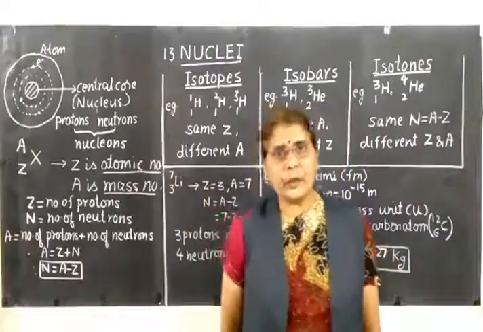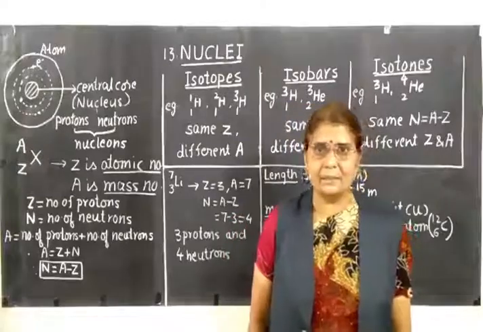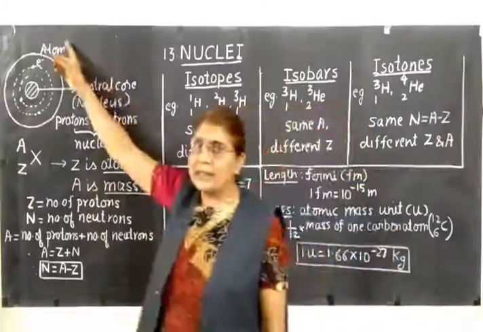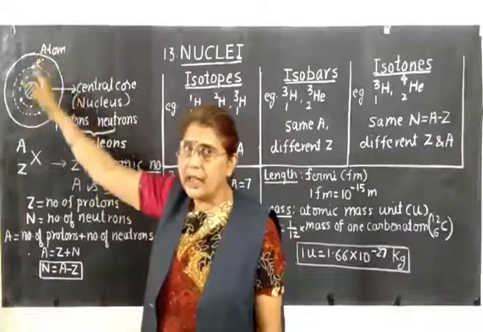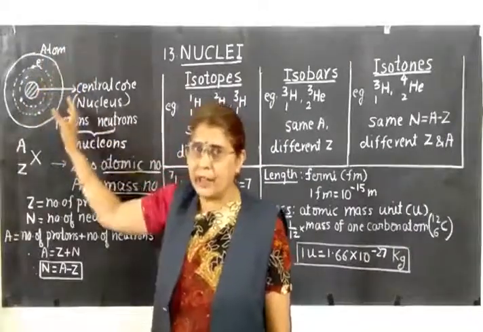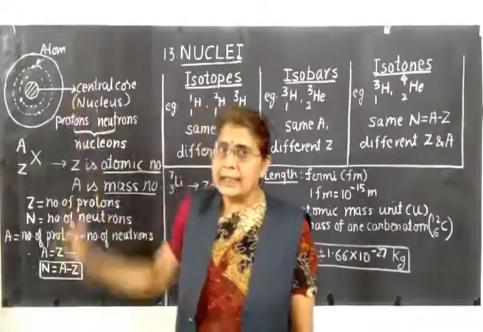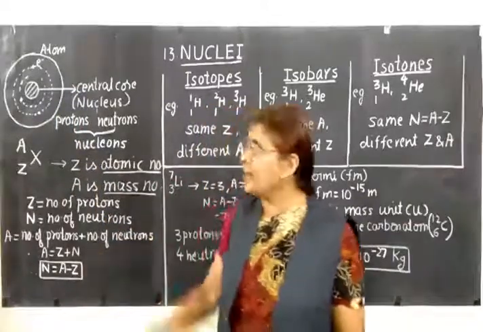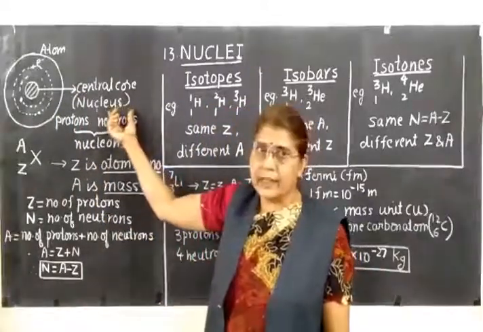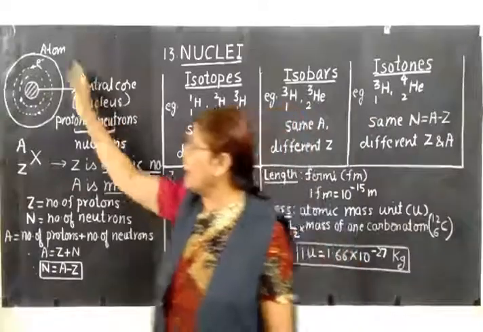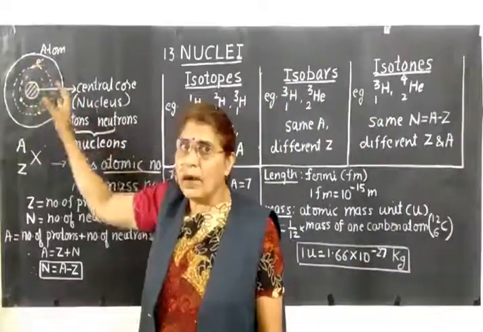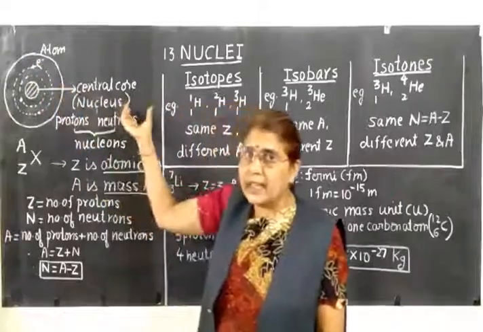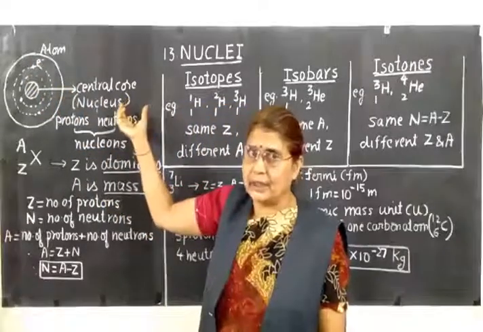So all of you know the structure of an atom. An atom consists of a central core around which electrons revolve in different orbits. This central core of the atom is called the nucleus. The entire positive charge of the atom and almost the whole mass of the atom is concentrated inside this nucleus.